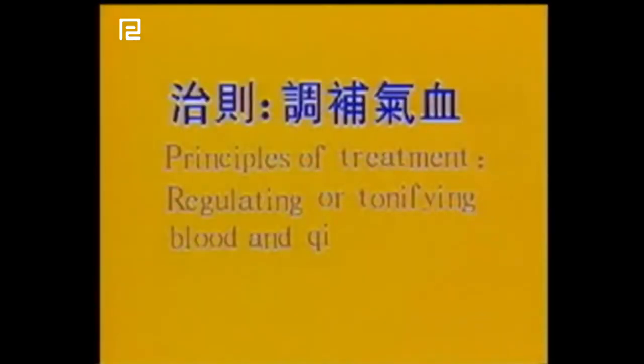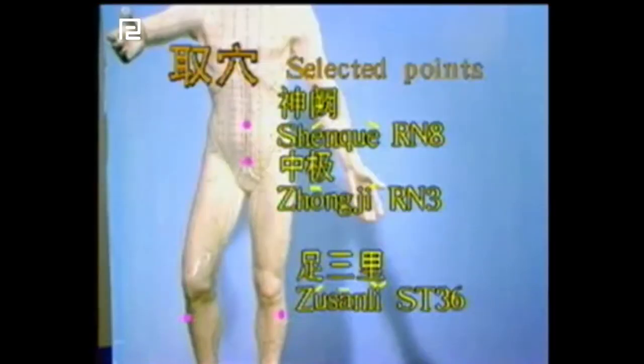Delayed menstrual period. A woman's period is considered as delayed if a woman finds her next period starting 7 or more days past the due time. Delayed period mostly has to do with blood deficiency or qi stagnation. Principles of treatment: regulating or tonifying blood and qi.